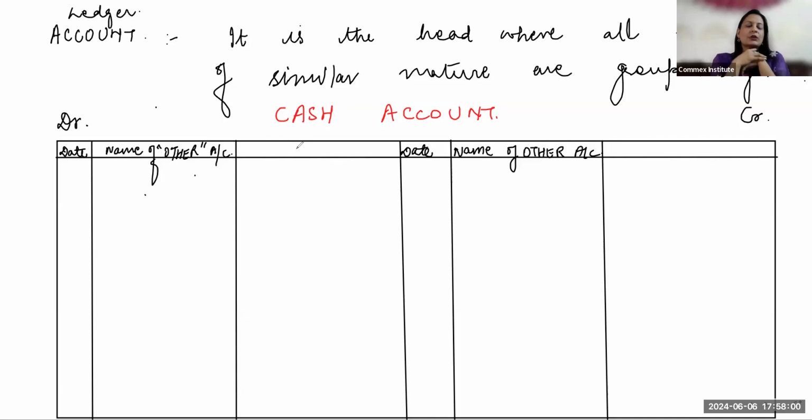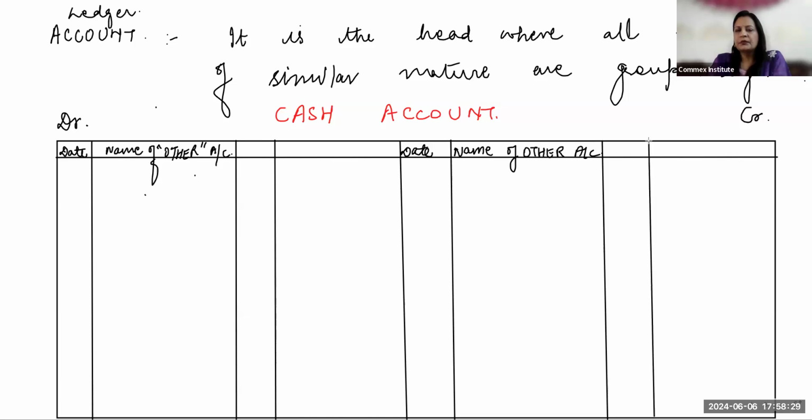Put the heading of this account as cash account and put two sides. Draw a line in the middle of this rectangle. The left-hand side is your debit side and the right-hand side is your credit side. Within the left-hand side, we have the date column, name of the other account, and a very narrow, small column. And this is what you call your journal folio.